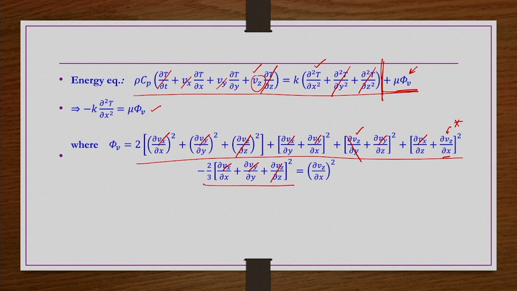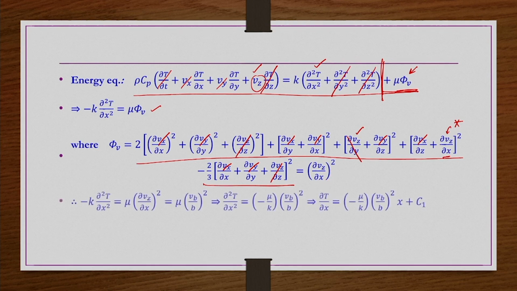right. So, from here Vx is 0, Vy is 0, and Vz is a function of x only, it is not a function of z. So, what we get here, Φv is nothing but just (∂Vz/∂x) whole square. That means minus k ∂²T/∂x² equals μ (∂Vz/∂x) whole square. But Vz we have, Vz equals Vb by b x. So, ∂Vz/∂x is Vb by b. So, μ (Vb by b) whole square, this is what we are having. Now, this minus k we also take to the right hand side. So, ∂²T/∂x² equals minus μ by k (Vb by b) whole square.